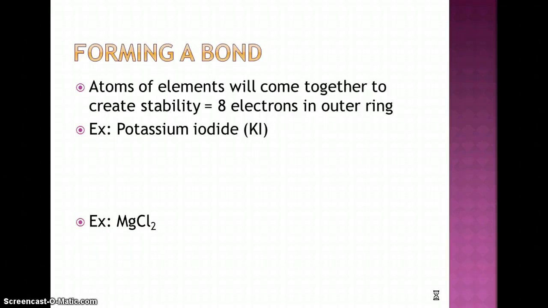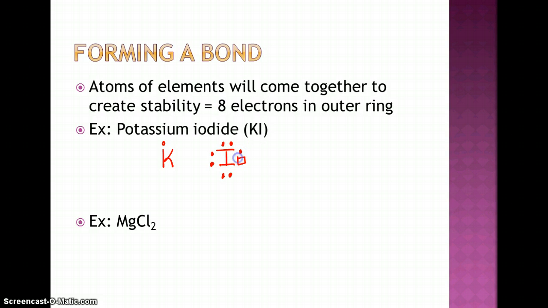Forming a bond. So this is something that we have done before. We're going to draw our Lewis dot diagrams, and we're going to try and make each atom stable by putting 8 electrons in their outermost ring. So first of all, we want to draw 2 Lewis dot diagrams close to one another. So we'll start with K and I. K is in group number 1, so we give it 1 dot. I is in group number 7, so we're going to give it 7 dots.